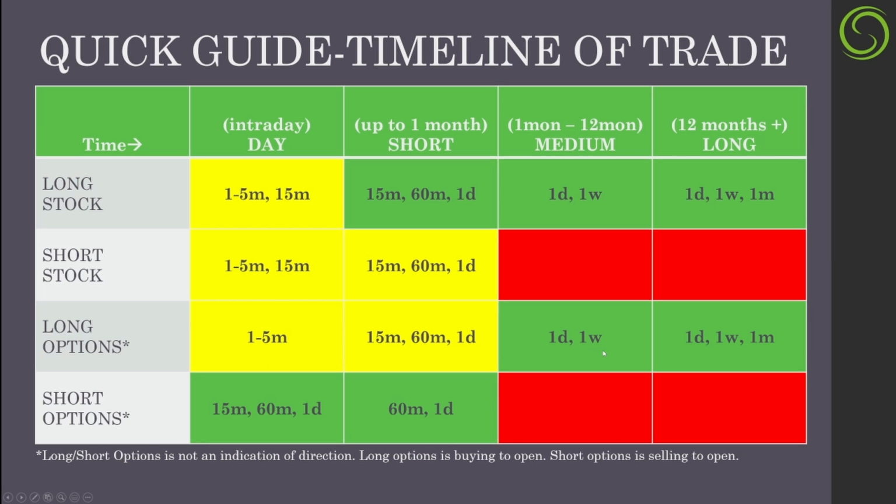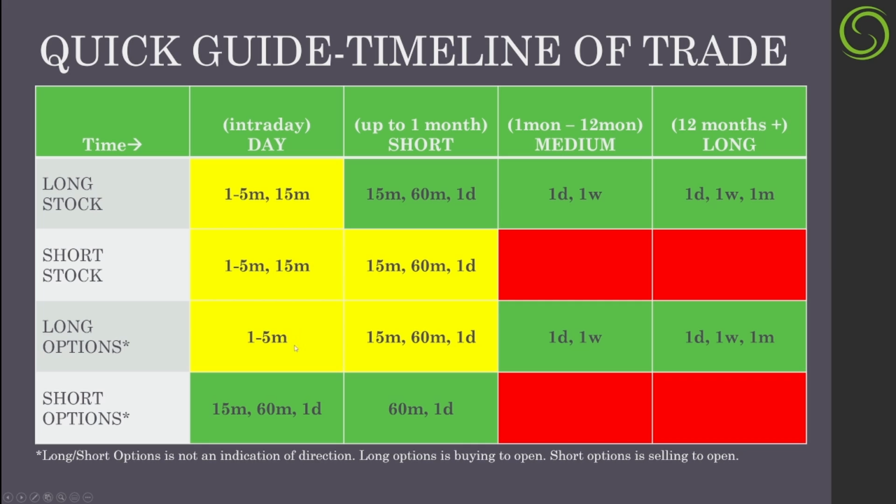And to understand the color coordination that I have picked out here, we have green, yellow, and red. Red are just really no-go areas. Yellow are conditional areas, where you have to have certain conditions met to really be effective in those areas. And the green boxes are generally pretty safe areas to put on trades.